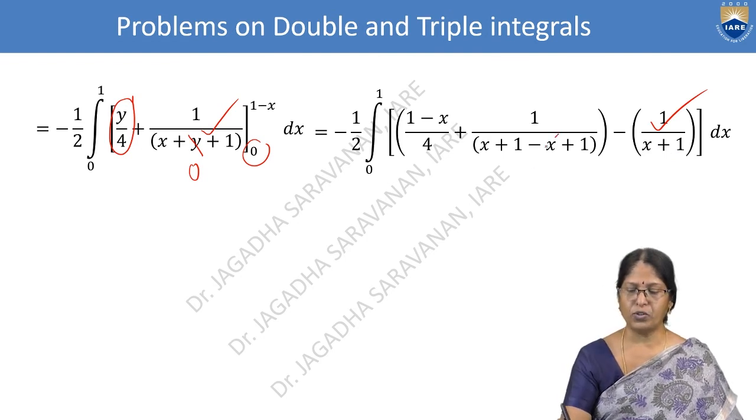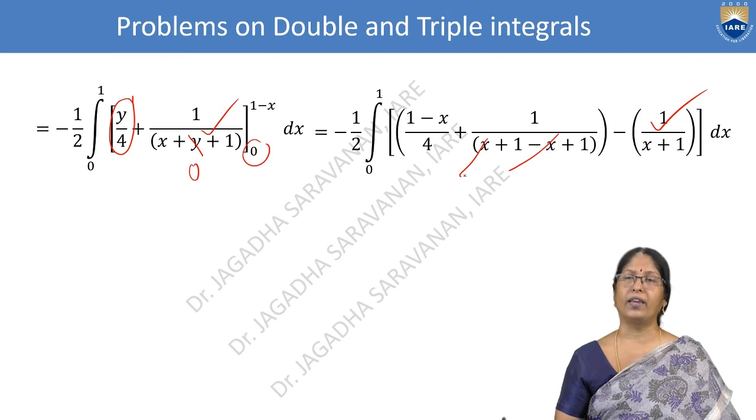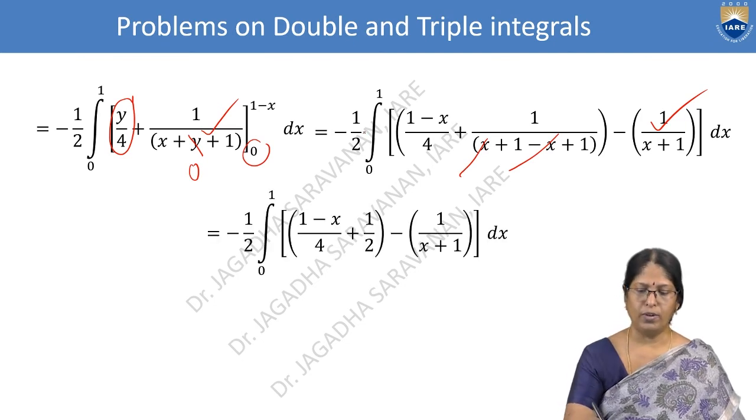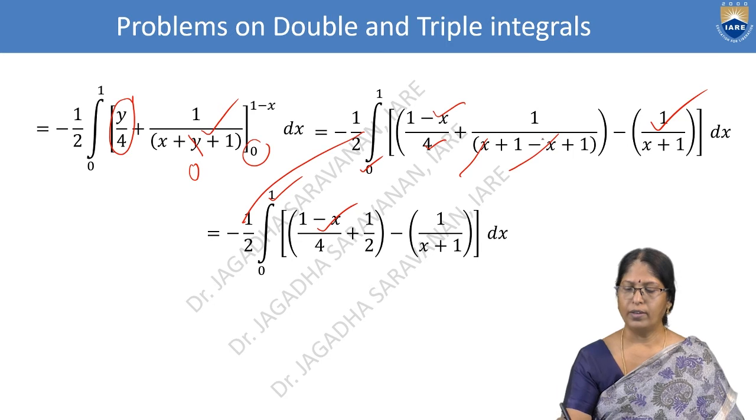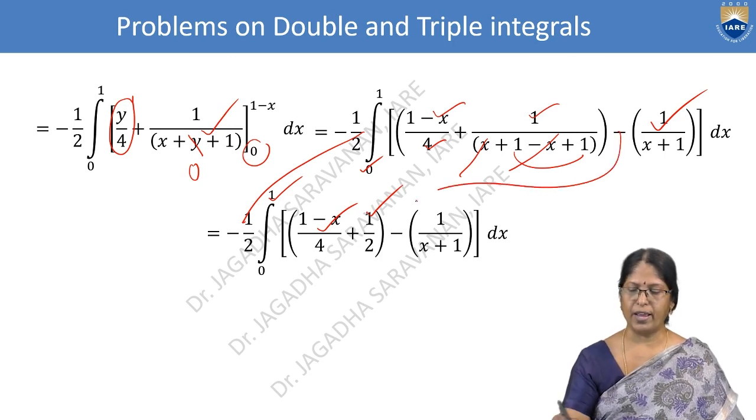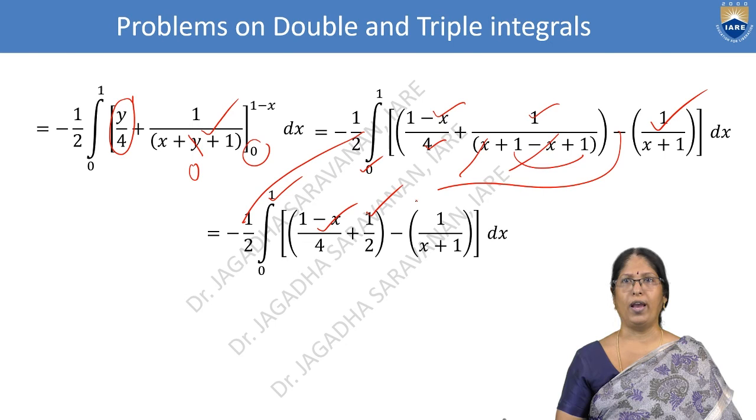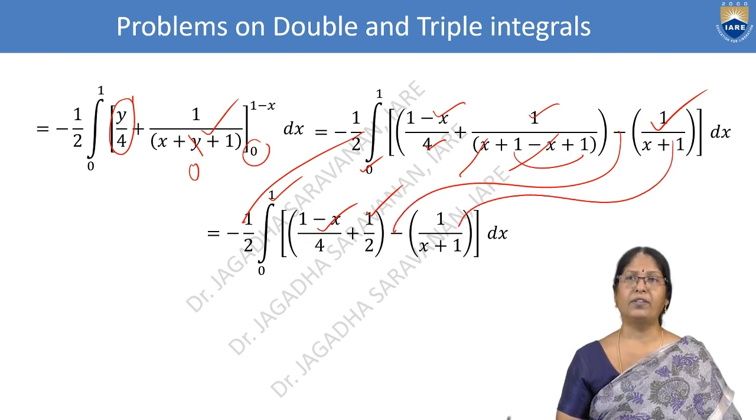More simplifications, noticing these two are getting cancelled. Now this is as it is. The integral is written as it is, (1 minus x) by 4. This simplification is 1 by (1 plus 1), 1 by 2. The minus sign as it is. This term also as it is. So we completed the middle integration. Work also completed. Now the final one, the outermost integration with respect to x.